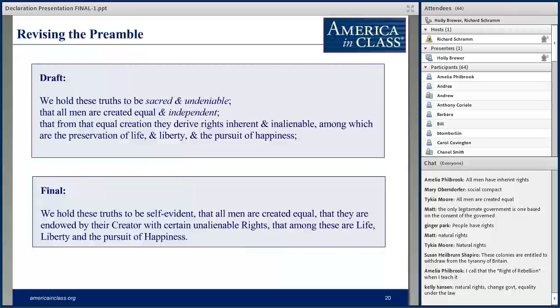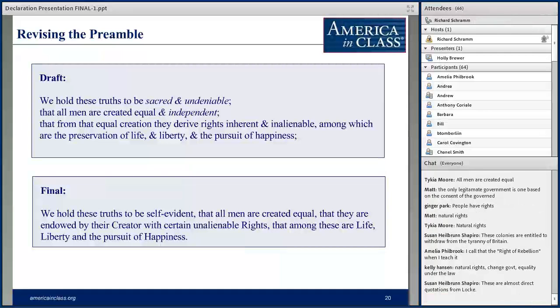In the original draft, when they're talking about human rights, they call these sacred and undeniable truths that all men are created equal and independent, that from that equal creation they derive rights inherent and inalienable, among which are the preservation of life, liberty, and the pursuit of happiness. The final draft says we hold these truths to be self-evident. So very different language, sacred versus self-evident, and created equal, certain inalienable rights. So inalienable kind of changes.